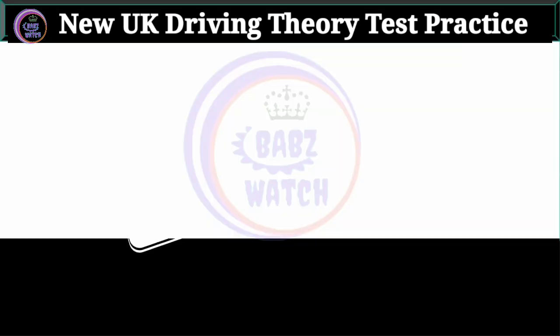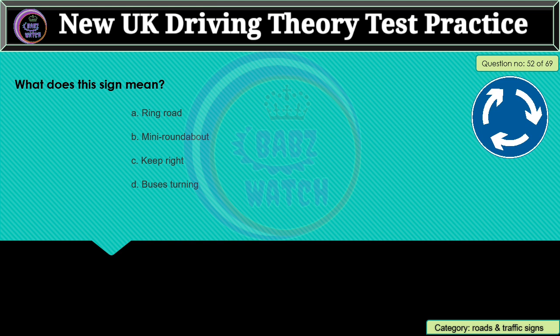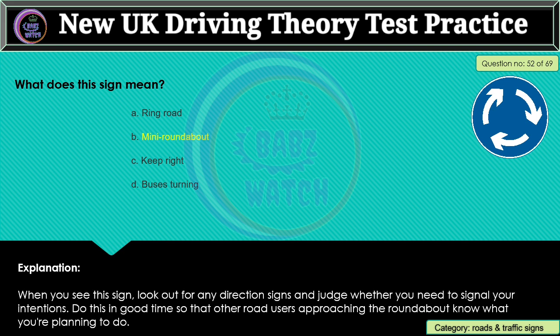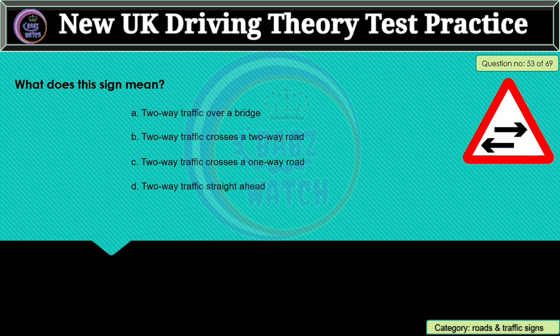Question 52 of 69. What does this sign mean? A. Ring road. B. Mini roundabout. C. Keep right. D. Bus is turning. The correct answer is B. Mini roundabout. Explanation: when you see this sign, look out for any direction signs and judge whether you need to signal your intentions. Do this in good time so that other road users approaching the roundabout know what you're planning to do.